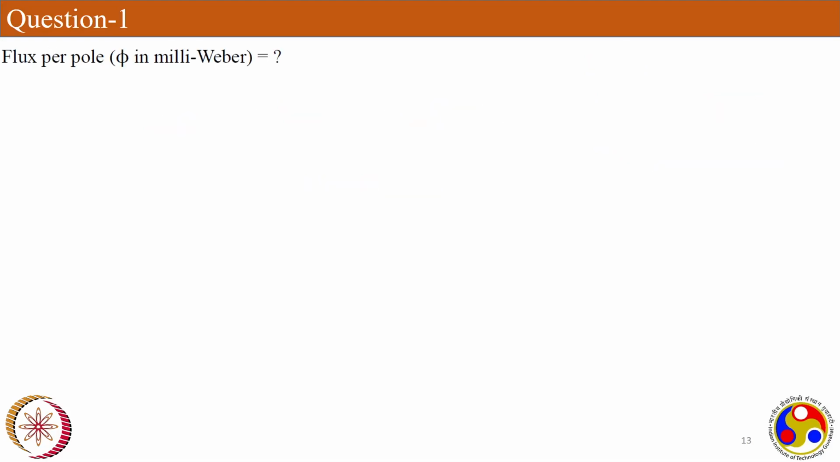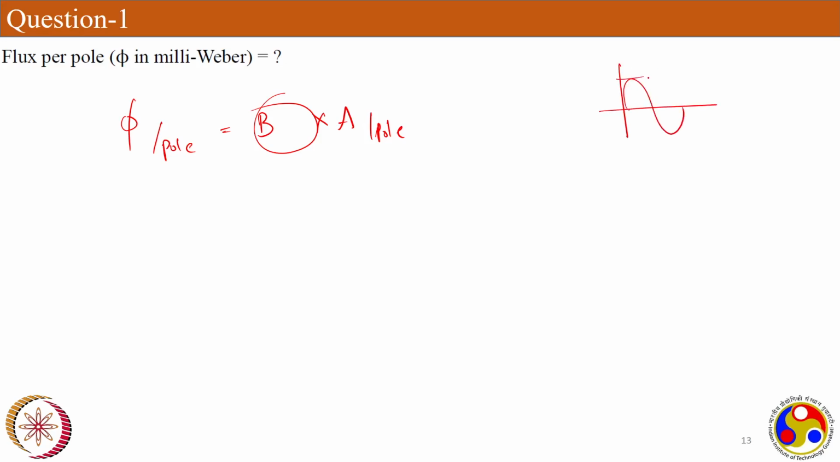Now the third question is flux per pole, flux in milliweber. As we know, the formula for flux per pole is equal to B multiplied by area per pole. Now this B, we were given some information about the maximum flux. But usually here we don't take the maximum. We have to take the average of this sinusoidal flux. The maximum is 0.8 Tesla. We need to get the average of this one.